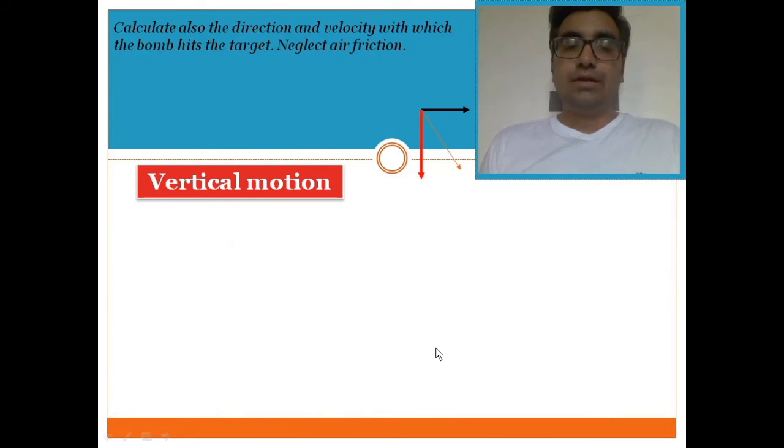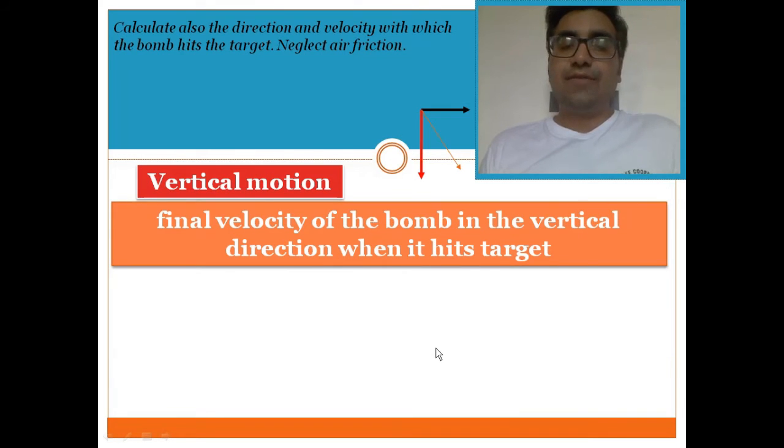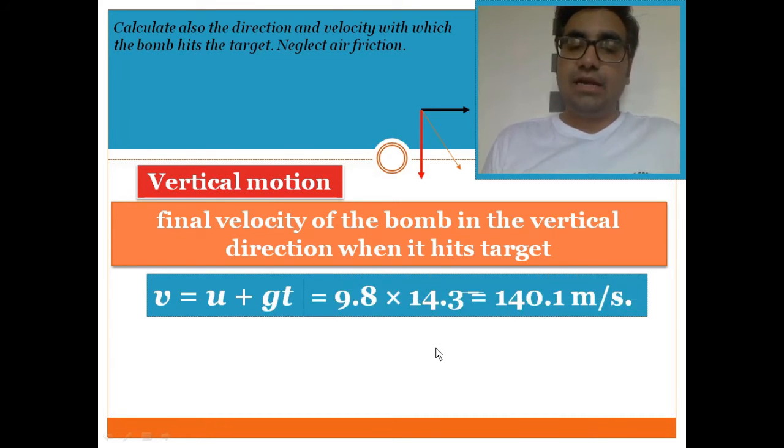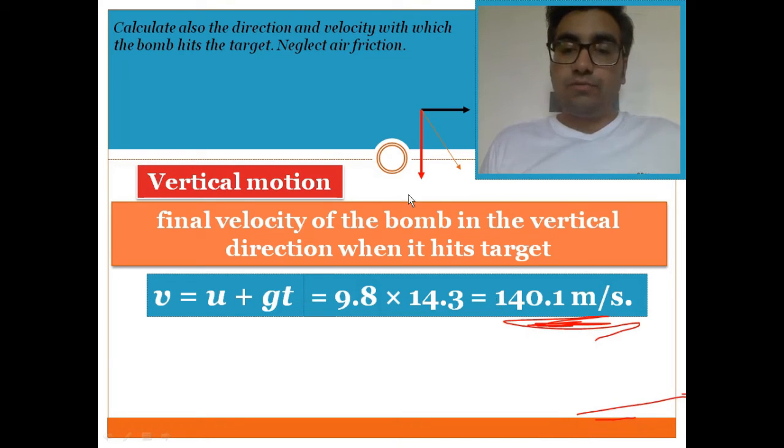Next we are supposed to determine the final velocity and direction of the bomb. The bomb is hitting the target at point B, so we determine the final velocity. Initially the particle was released in the horizontal direction, so the initial vertical velocity was 0, and it is going to accelerate because of acceleration due to gravity and attain a velocity of 140.1 meter per second. This 140.1 meter per second is the vertical velocity, whereas the horizontal velocity is 30 meter per second.